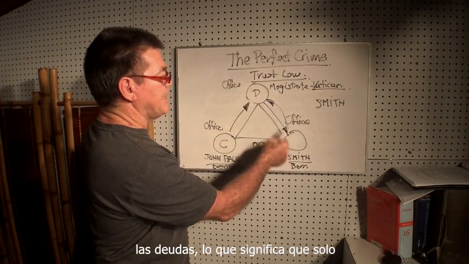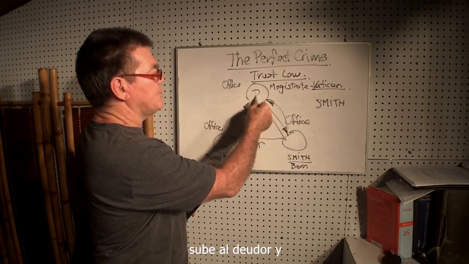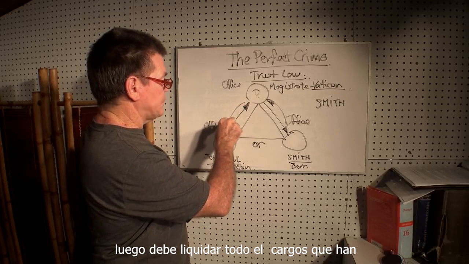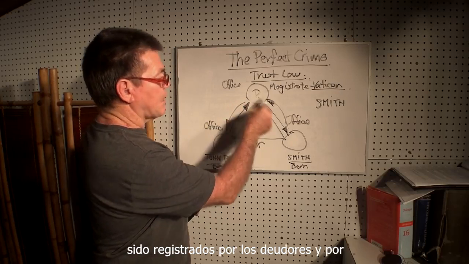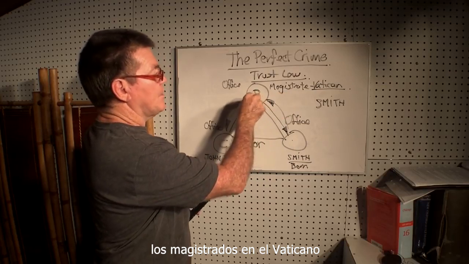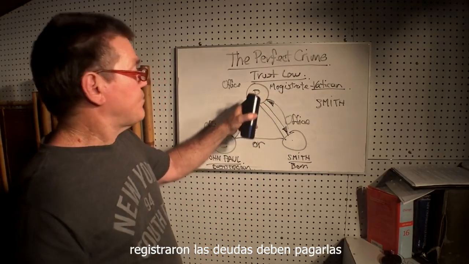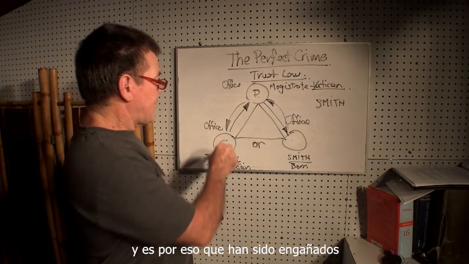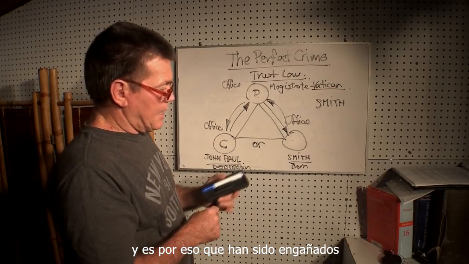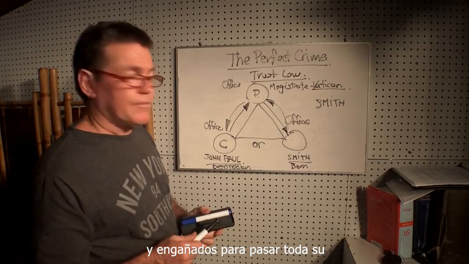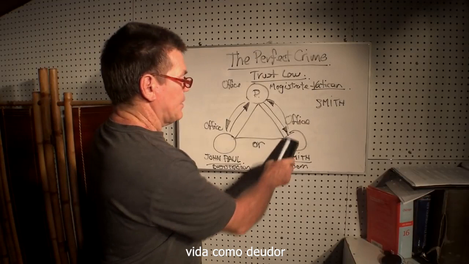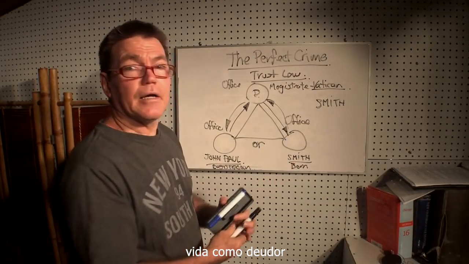So that means that he only moves up into the debtor, and he must then settle all of the charges that are being clocked up by the debtors and by the magistrates in the Vatican. They clock the debts up, they must pay them. And that is why you have been tricked and deceived into spending all of your life as the debtor.